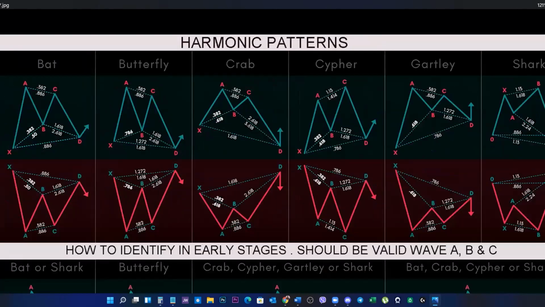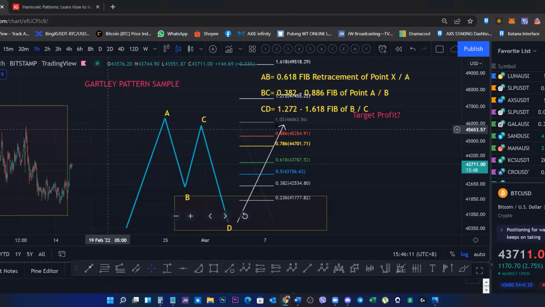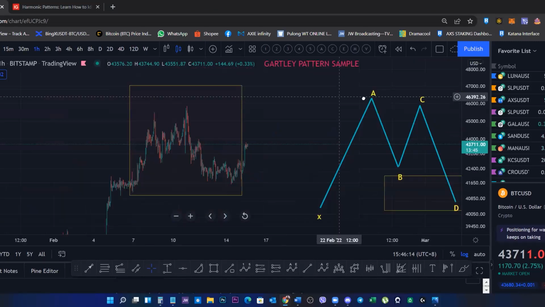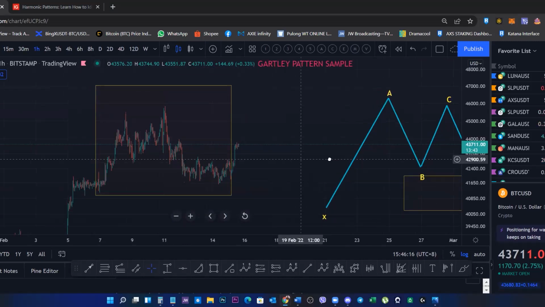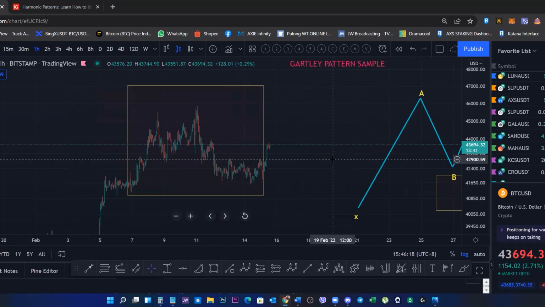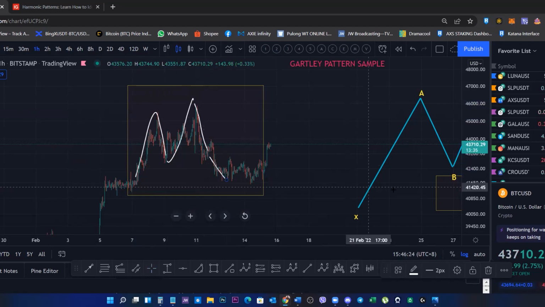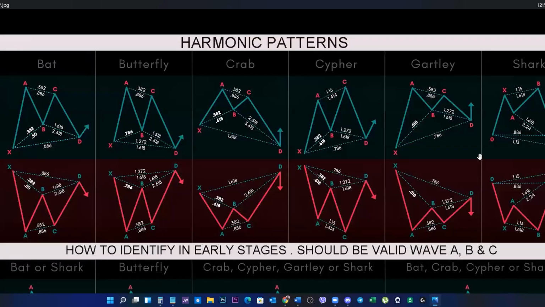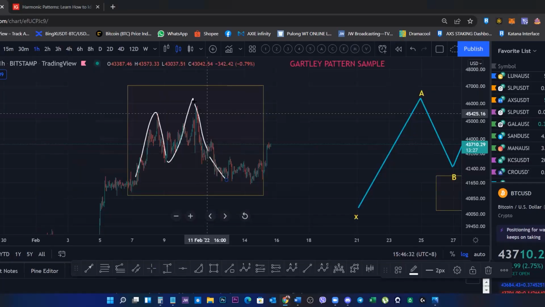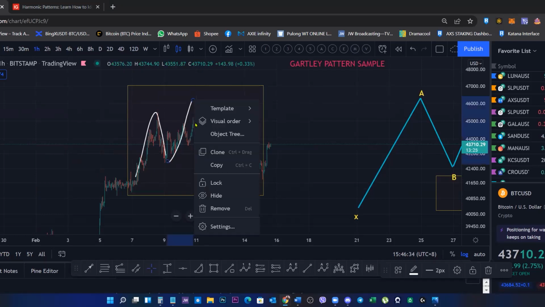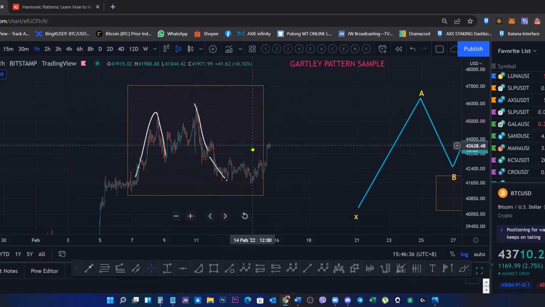Okay, so now we will do a simple, actual presentation of looking for that. Whenever you see a letter M, similar to this, okay? This is one of the patterns here, probably a shark. So as you can see here, what I will do is I'll just remove this one.